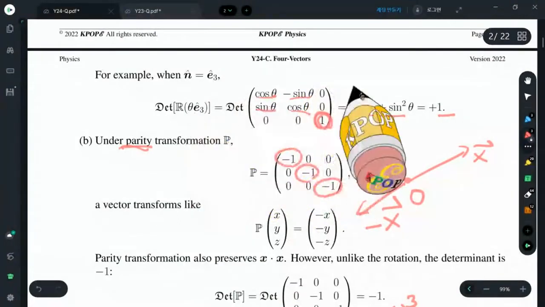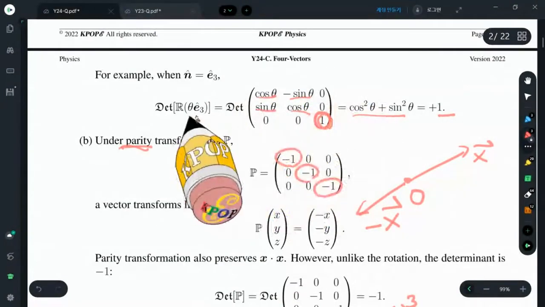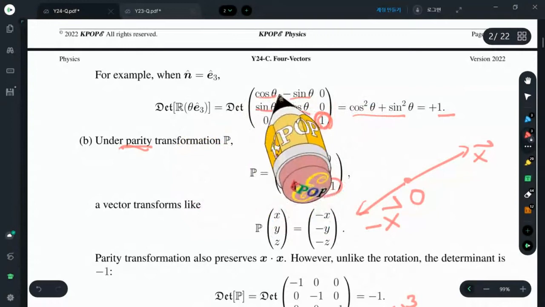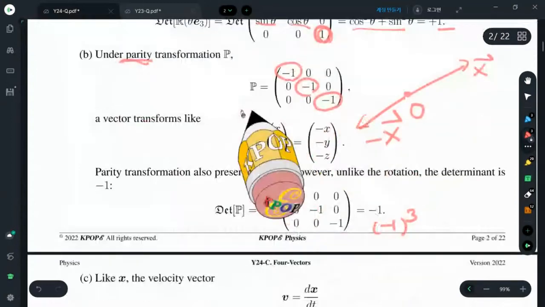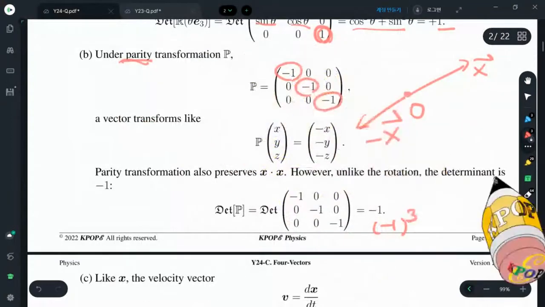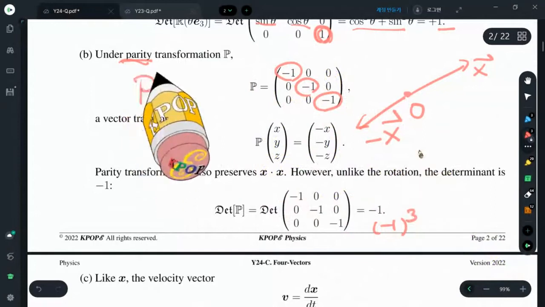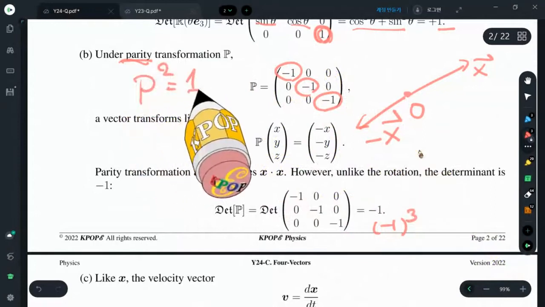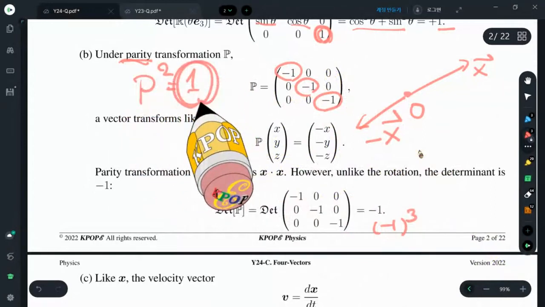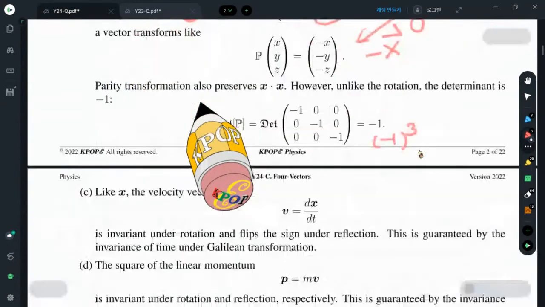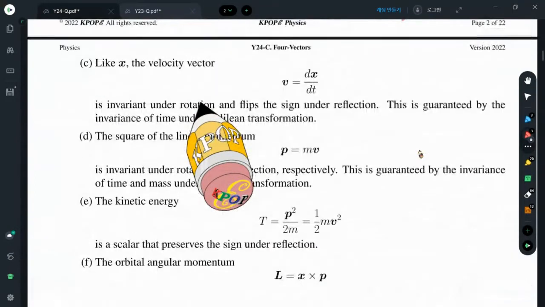Rotation generates a continuous group. This parameter is continuous, but this parity is discrete. For example, parity squared is trivially the identity matrix. Under parity, we can distinguish vector and axial vector.